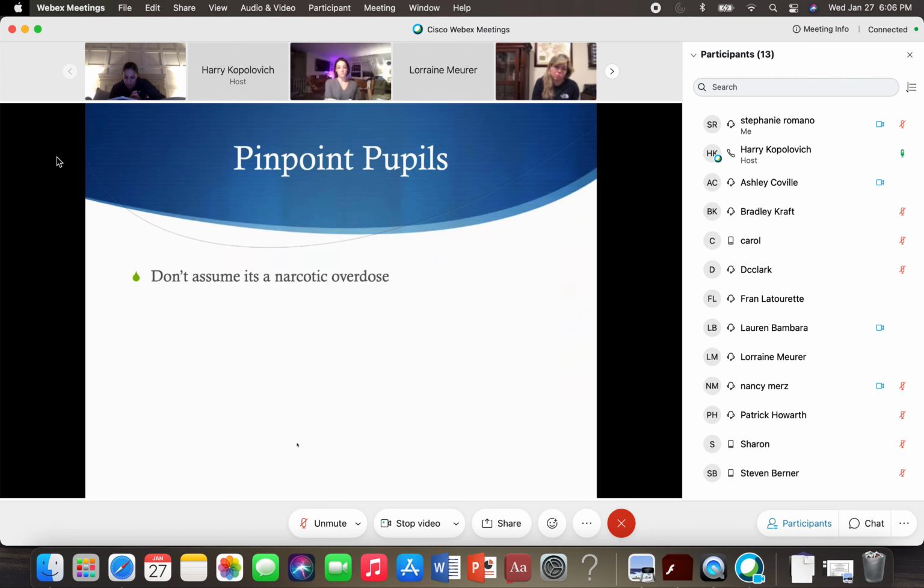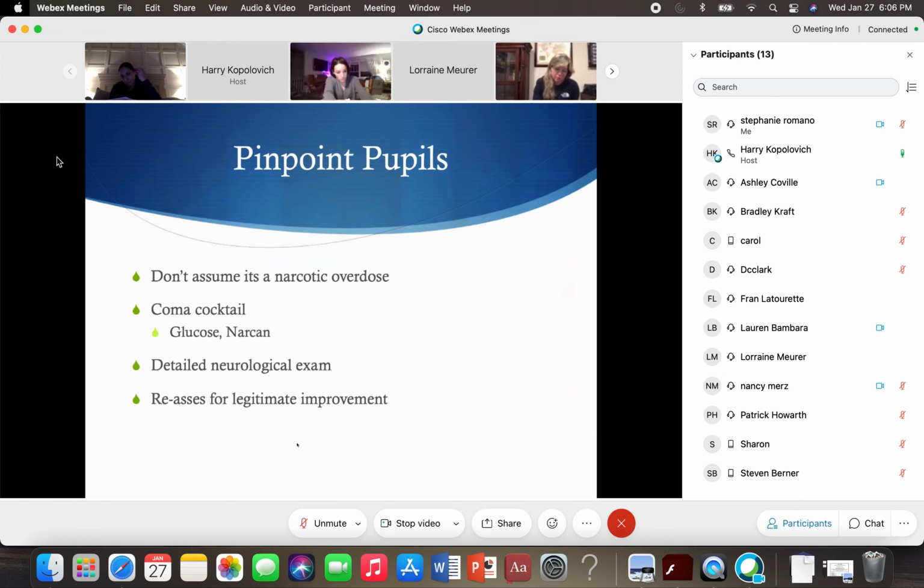So essentially, don't assume when you see pinpoint pupils that it can only be as a result of narcotics. You can start off by giving these patients glucose if they're altered. You can give them Narcan and see if it works. But actually do a detailed neurologic exam, and you want to reassess for legitimate improvement. I can't tell you the number of times working in New York City that EMS told me that the patient had pinpoint pupils, that they gave either 2 milligrams or 4 milligrams of Narcan and said the patient got better. And then we scanned them and they have a big pontine hemorrhage, or there's something else that's going on. So really reassess to make sure that Narcan is making them better. All right. Any questions about that?